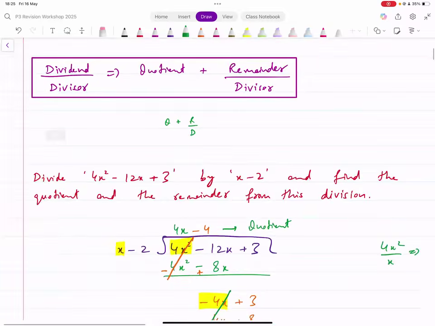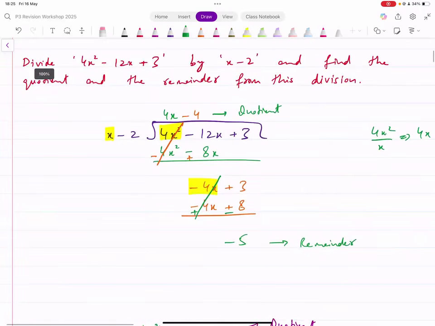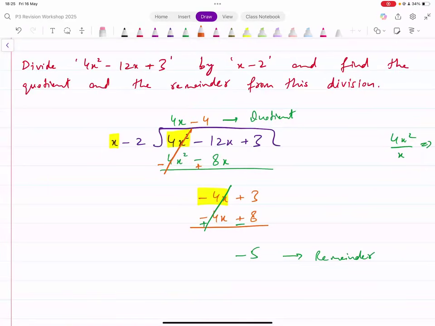Now, first of all, you need to be able to do long division. How does long division work? For example, if you have 4x squared minus 12x plus 3, you want to divide it by x minus 2 and find the quotient and the remainder from this division. How does this process work?